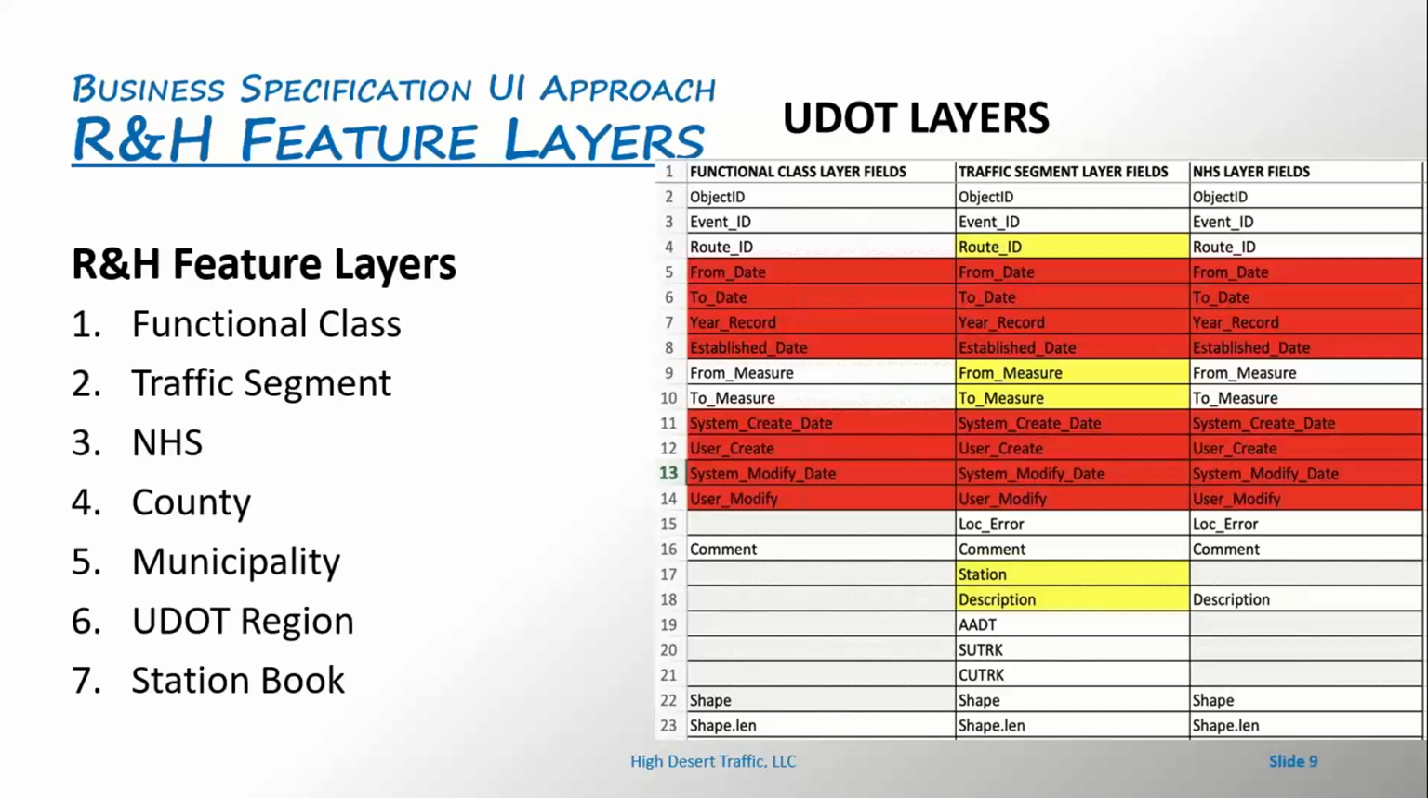Utah has a regional layer, and then station book is Idaho's. And I haven't forgotten you, Nevada. I'm going to bring you up. You get your own slide.